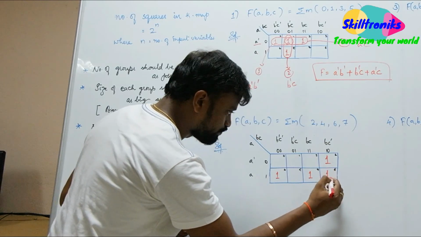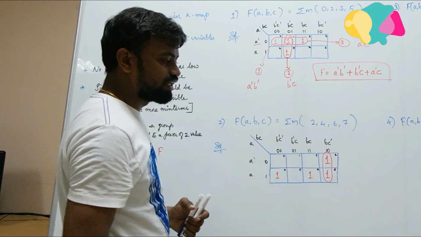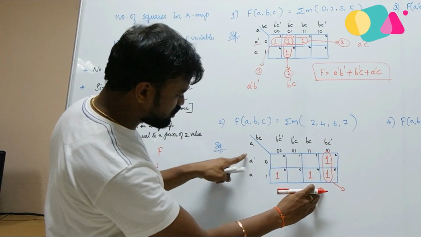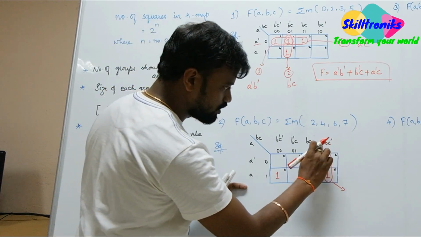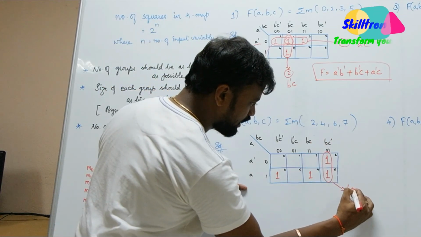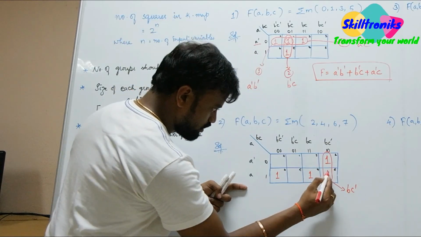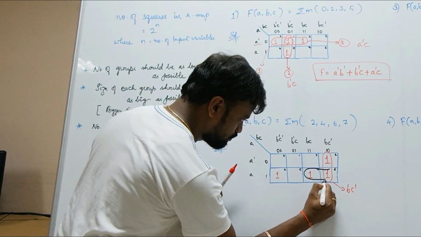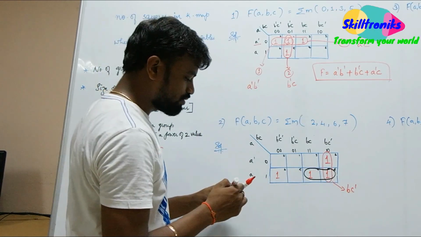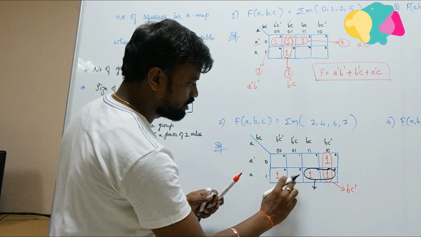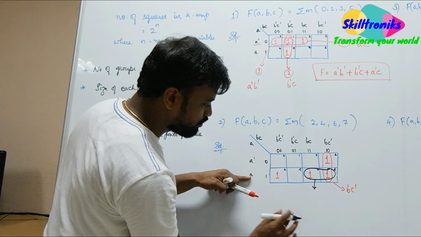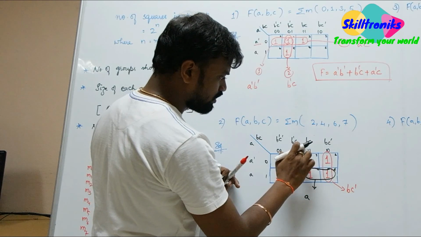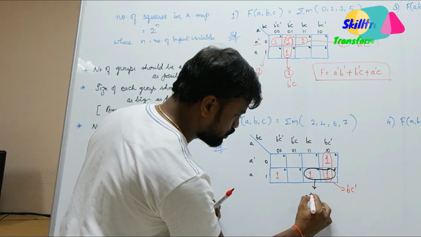Here you can form a vertical pair. Let us write the result of this first. This is a changing variable, so we should neglect it, and the unchanging variables are b and c dash. The next one, this is the next pair, and as this is a horizontal pair, there will be one variable from the horizontal side, and from the vertical side the unchanged variable is b, so b gets qualified.